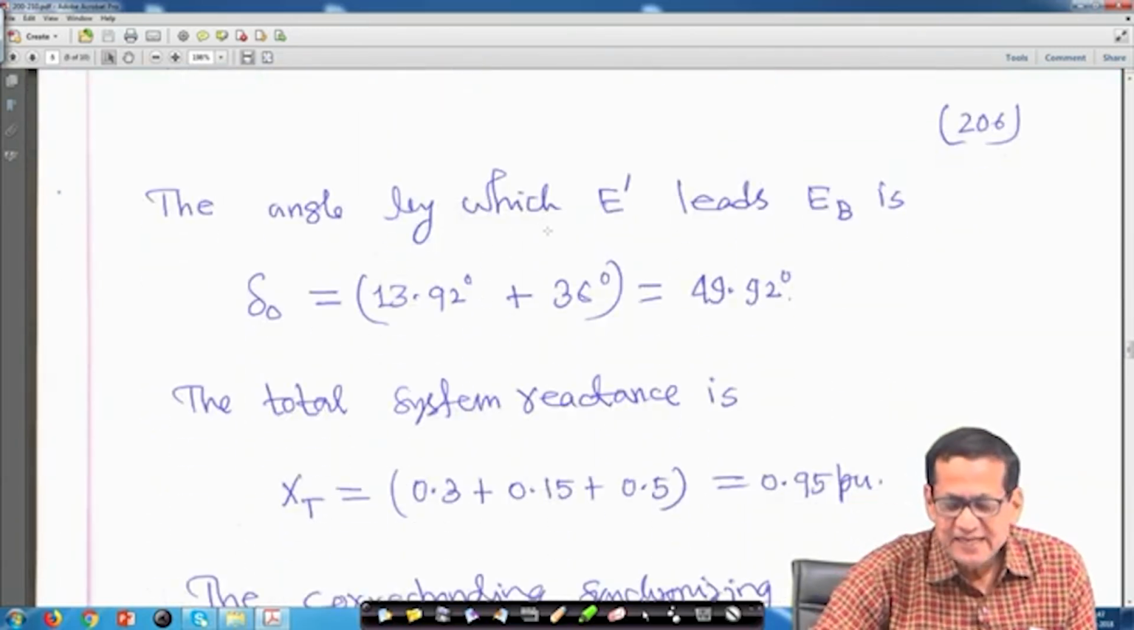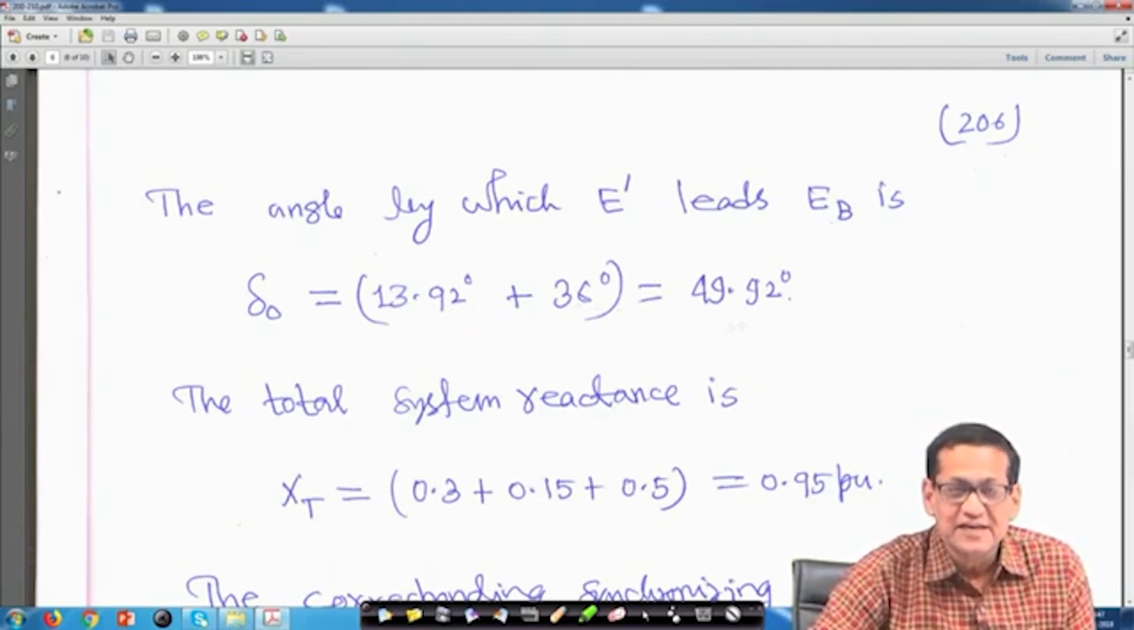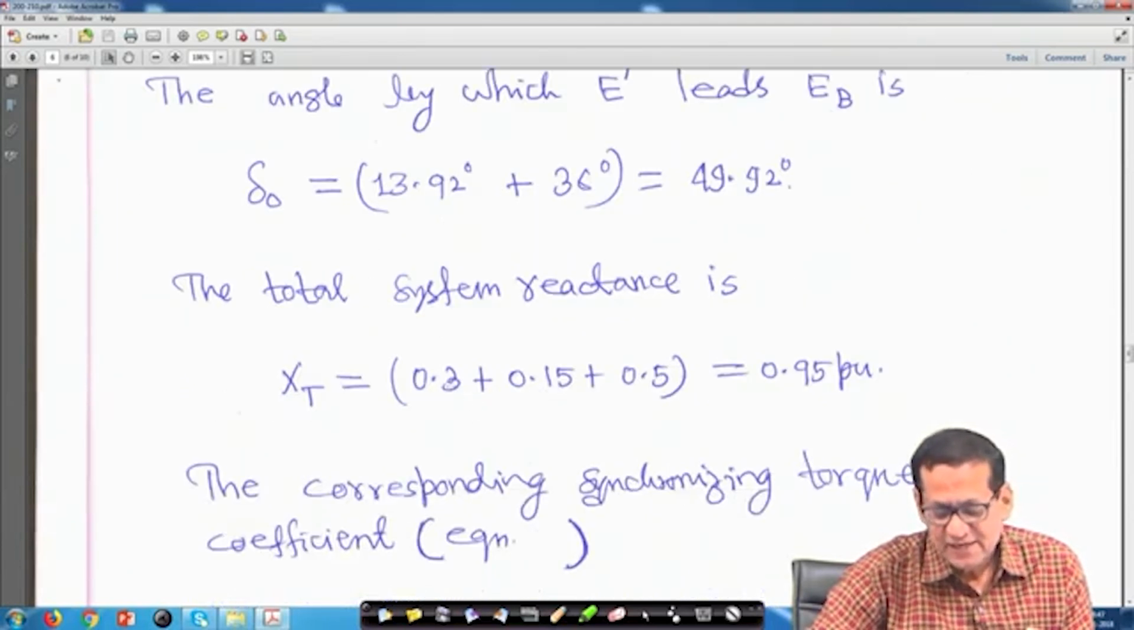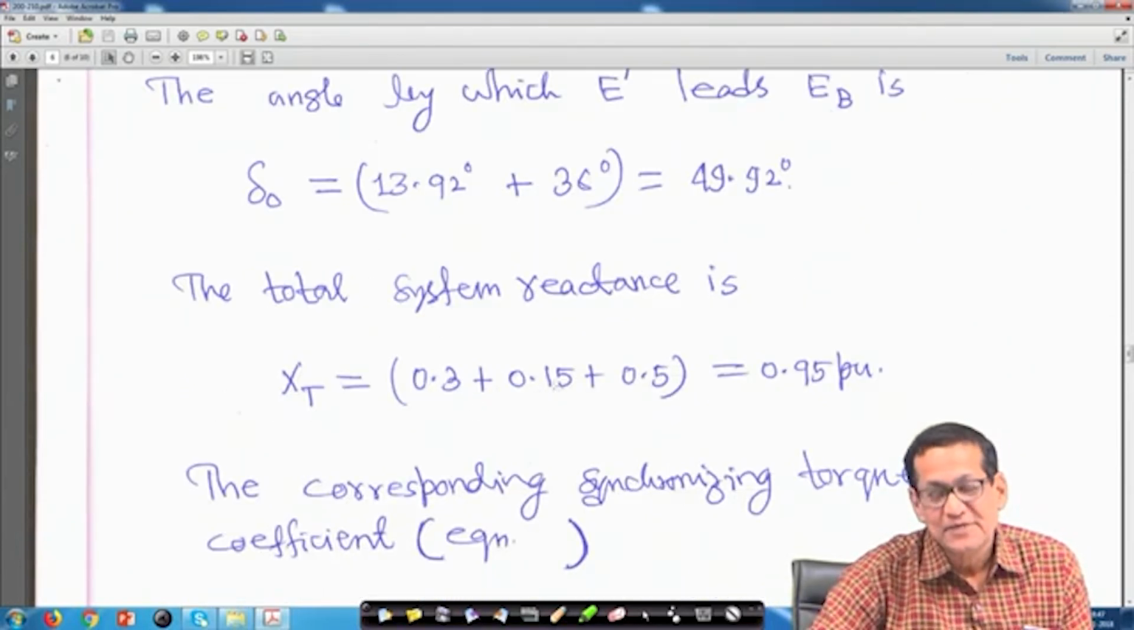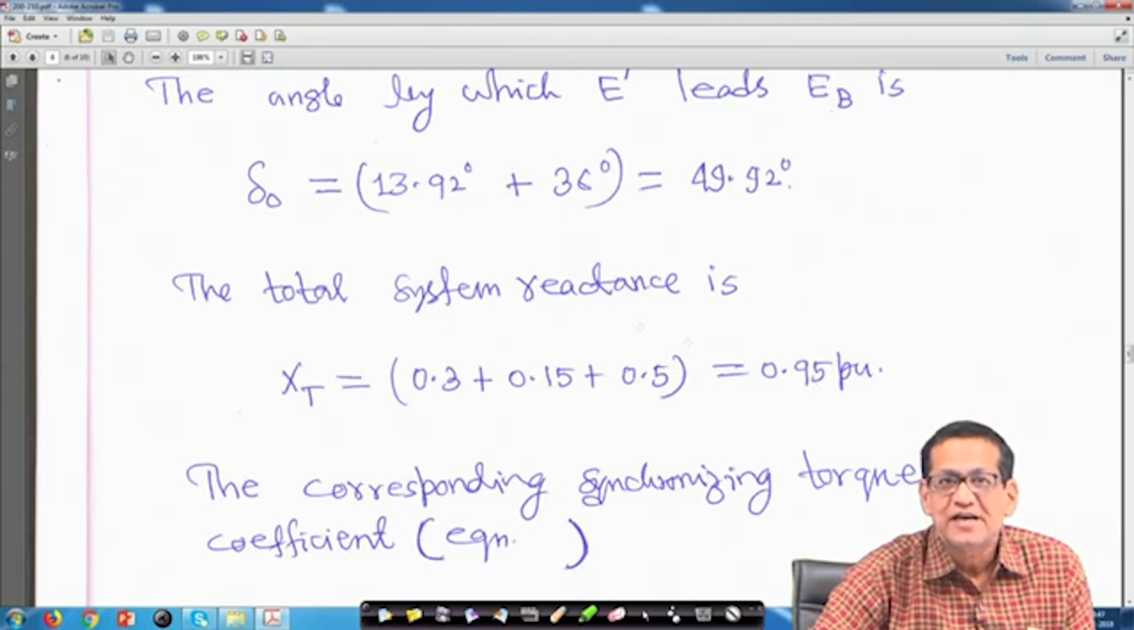Therefore, the angle by which E dash leads E b, I told you, will be 13.9 plus 36, so 49.92 degree, right. Now, the total system reactance is x d dash plus the transformer reactance 0.15 plus line reactance 0.5. So, total is 0.95 per unit, right.